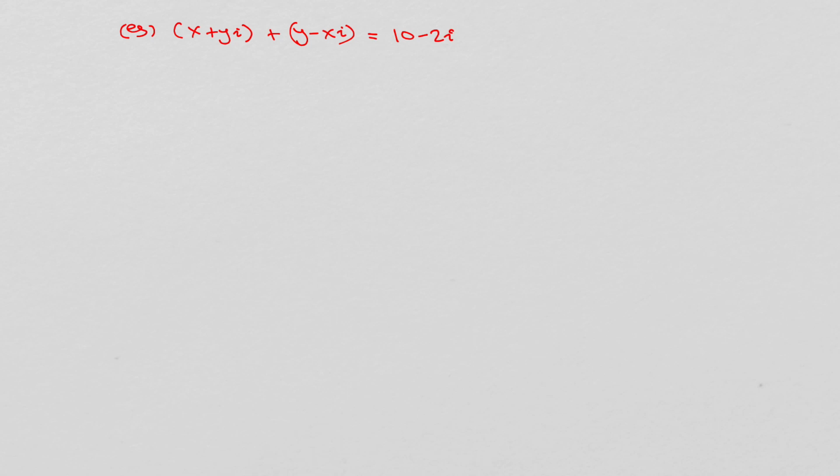So let's take a second example. So we have x plus yi plus y minus xi equals 10 minus 2i. So here I can't add any of these terms on the left, and obviously on the right-hand side we only have two terms, 10 and minus 2i. So again, what we do is we underline our real and our imaginary parts on both the left and on the right-hand side.